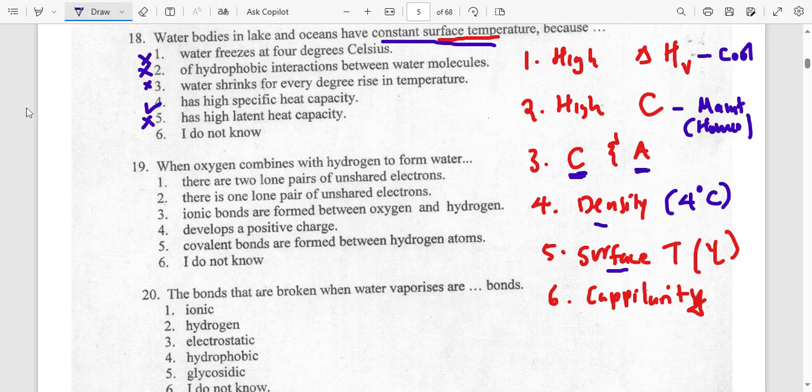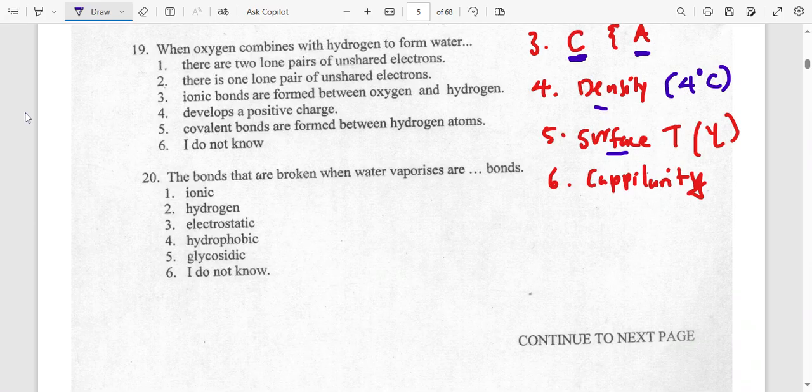So that is it. Latent heat is the hidden heat. It's the heat that you have to gain or lose to change the state. Maybe from liquid to gas, gas to solid, and everything like that.